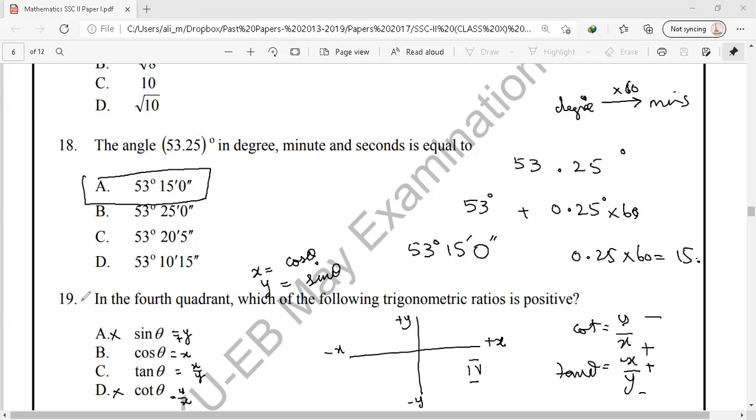So the correct option in question number 19 is option B, where B says that cos theta is positive in the fourth quadrant. As I stated, cos theta is equal to x, and x is positive in the fourth quadrant. So cos theta would be positive in the fourth quadrant. So we have a correct answer, that is option B.